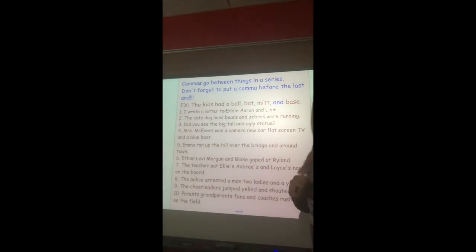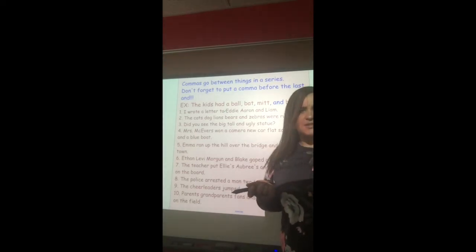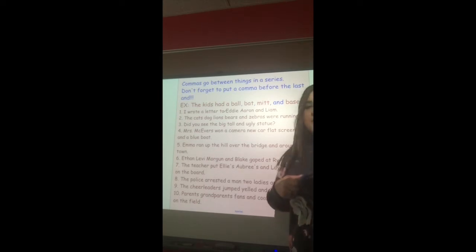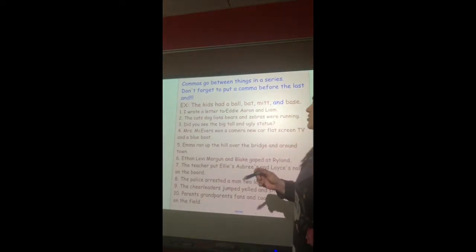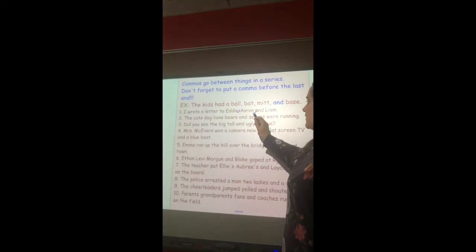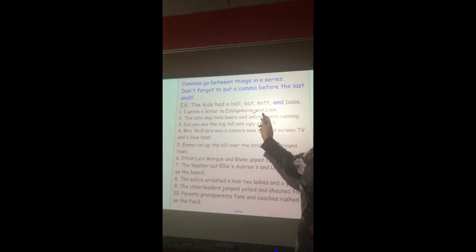So here we go. I did some of your names in this example. I wrote a letter to Eddie, Aaron, and Liam. So is Eddie's last name Aaron? I wrote a letter to Eddie, Aaron, and Liam. No, we need the comma after each person. I wrote a letter to Eddie, comma, Aaron, comma, and Liam. Remember, I don't need one after and because and isn't a person.